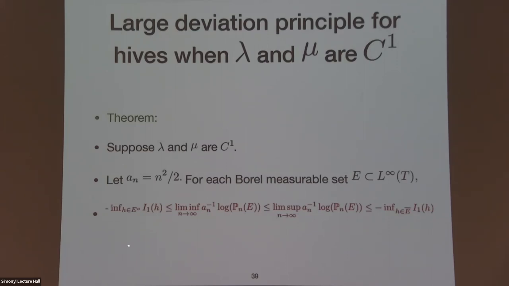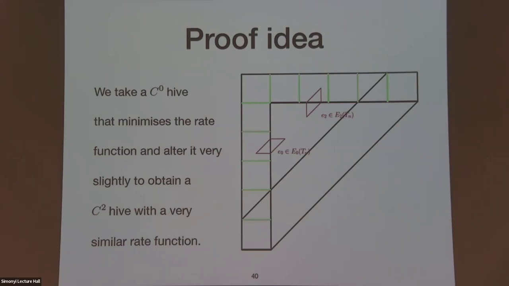So this is the large deviation principle. It says the same thing. So you take the C0 hive, and it's on this triangle. So what you first do is you take it and you shift the triangle to this triangle and write the C0 hive on this. Then you add a linear function to this so that the gradient at this point is 0. Then you add these constants on this green line. So it's constant on this green line.